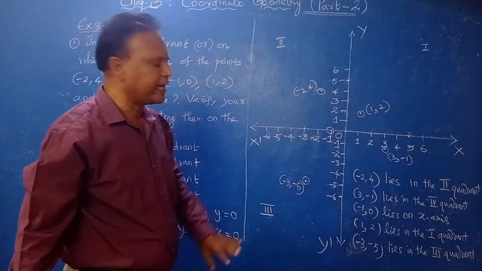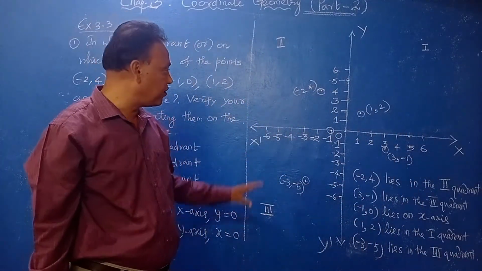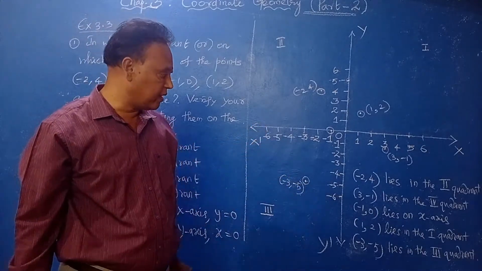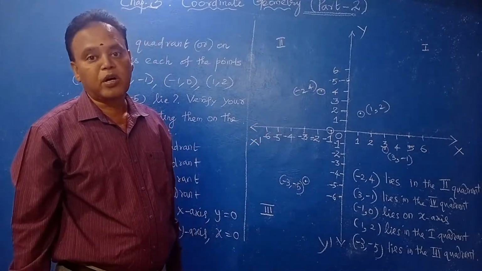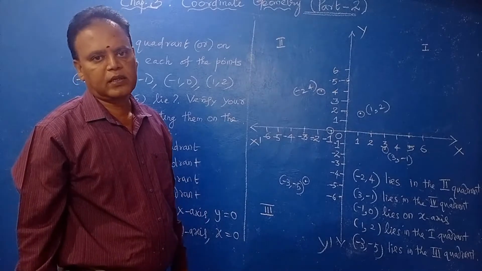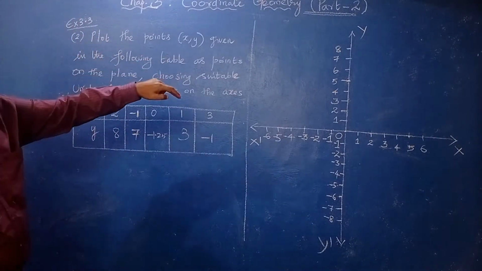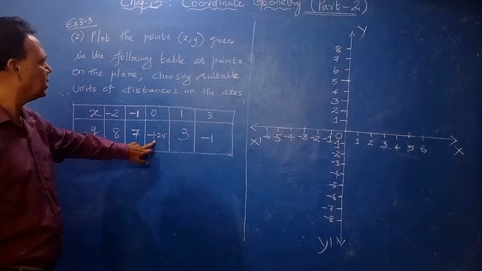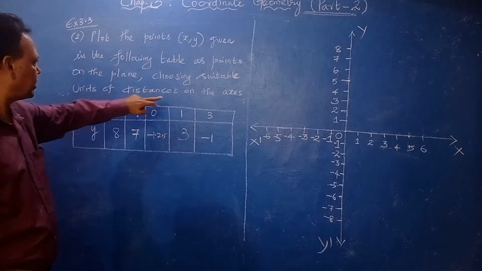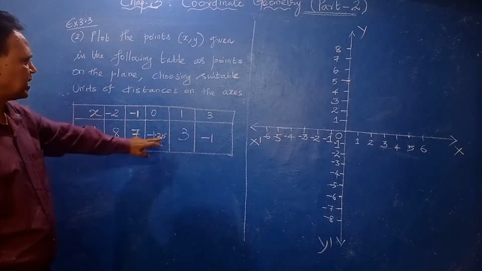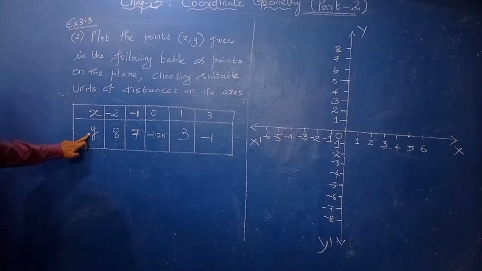Okay, like this you have to write the answer correctly. This is a very important question. They may ask in 3 marks or 4 marks. Clear? So next, the second problem is: plot the points x, y given in the following table as points on the plane, choosing suitable units of distances on the axis. The x is given, y is given.